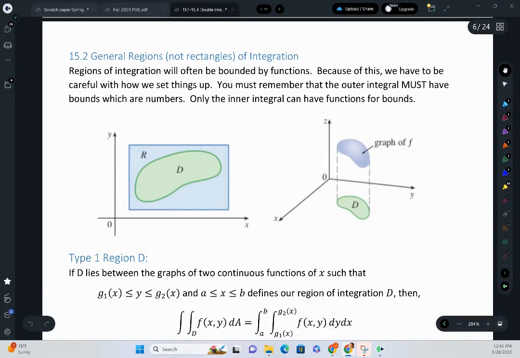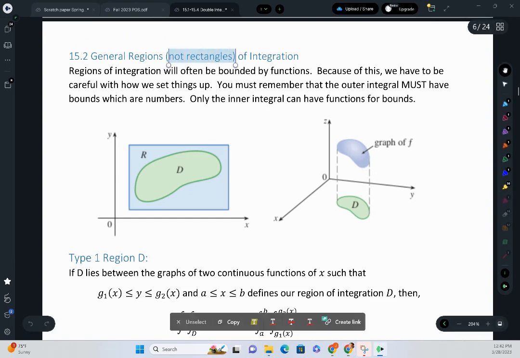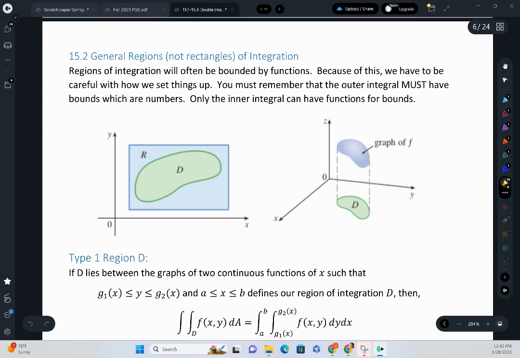Hello. Today we're going to go over 15.2 general regions of integration, and this is with respect to double integrals. This will be similar to what we covered in the previous section, except that we're not going to be dealing with rectangles. When we had rectangles, we were able to have constant bounds, like a number to a number for dx and for dy. When the region is not a rectangle, then we're going to have functions involved in our bounds.